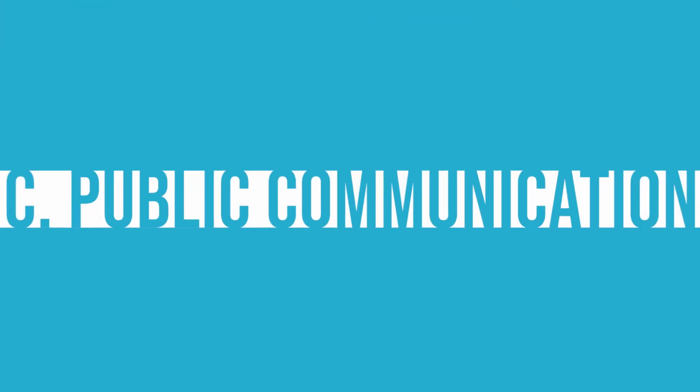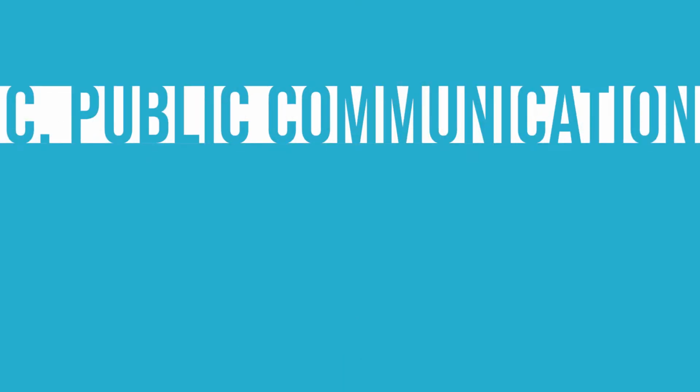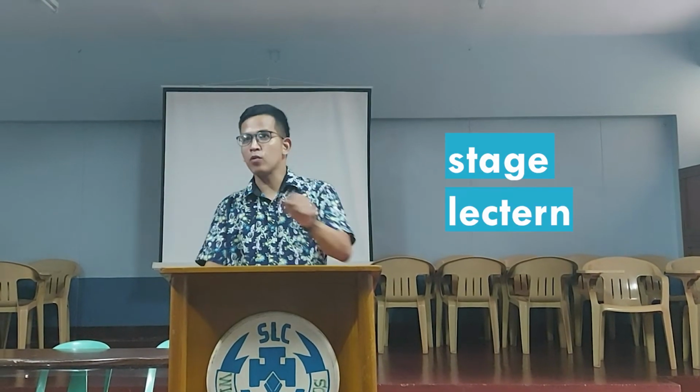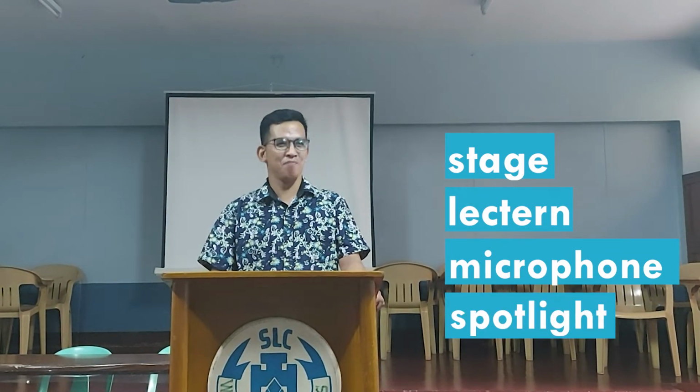In public communication, the speaker addresses many listeners, collectively known as audience. There is no interchanging of the speaker and listener's roles. Many public communication events are formal. In addition, in this type of communication, the speech is well prepared. The speaker is dressed appropriately. The listeners are set to listen to the message. Moreover, there is usually a stage, a lectern, and a microphone coupled with a sound system, and sometimes spotlights.